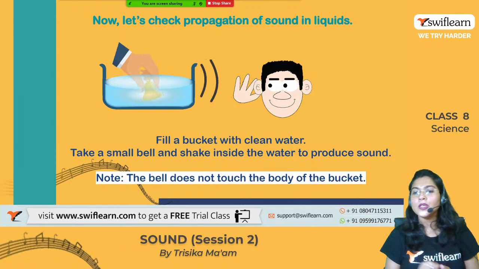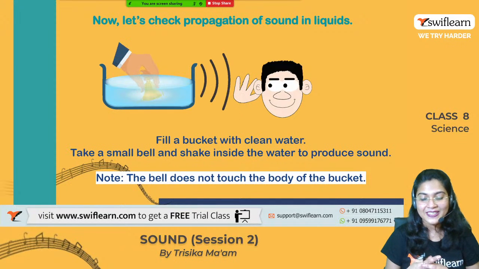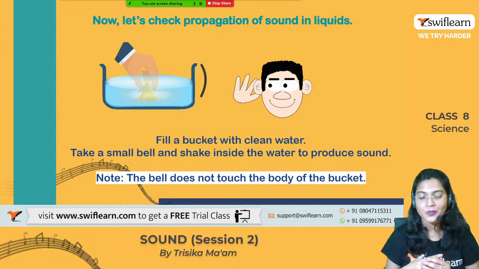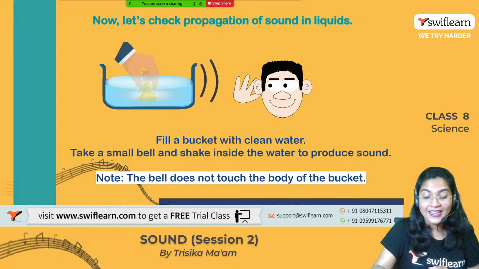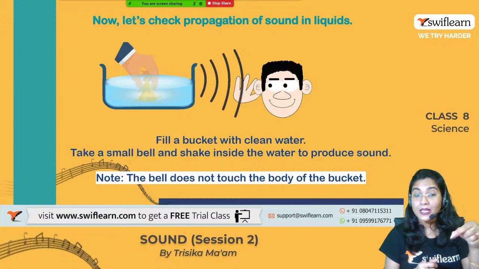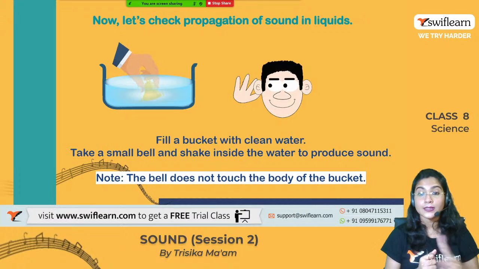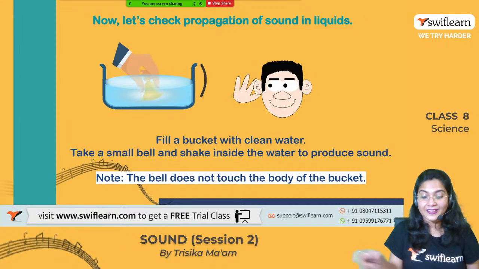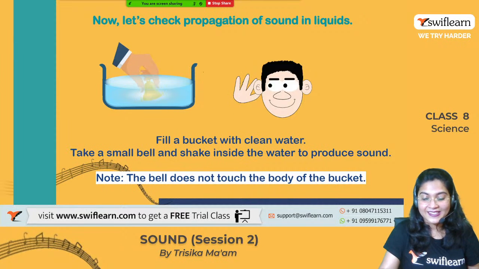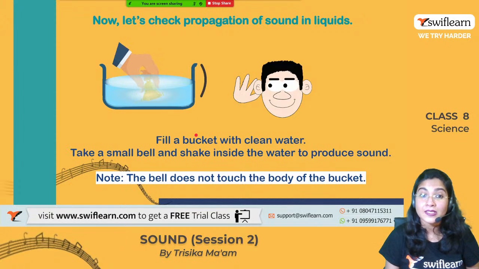So will you be able to hear the sound? Who can tell me? Yes, Shivansh. Yes, beta. Very good. There is no medium on the moon, that is why the sound will not travel. Very good. Will you be able to hear the sound if you ring the bell within the water, without touching the body of the bucket? No, we will be able to hear the sound, right?